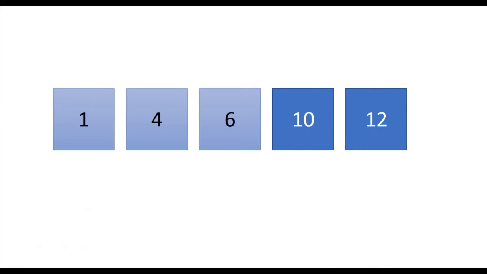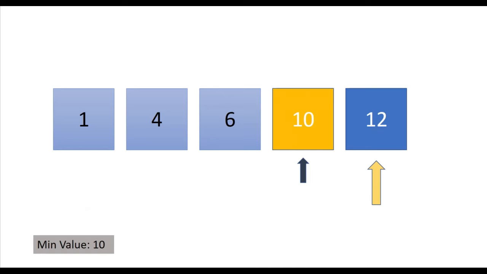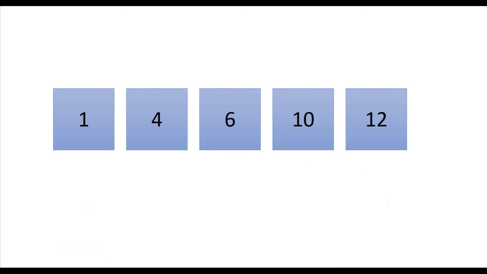And then we move to the next part. 10 is our current minimum value. And 10 will be compared to the next element, which is 12. So 12 is greater than 10. So there is no change. So no data will be swapped in this case. So we have sorted all the elements in ascending order with the selection sort algorithm concept.